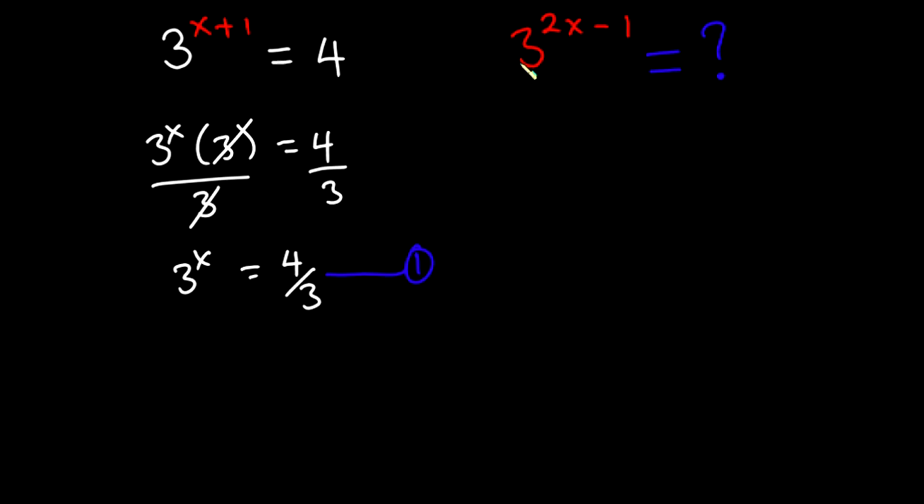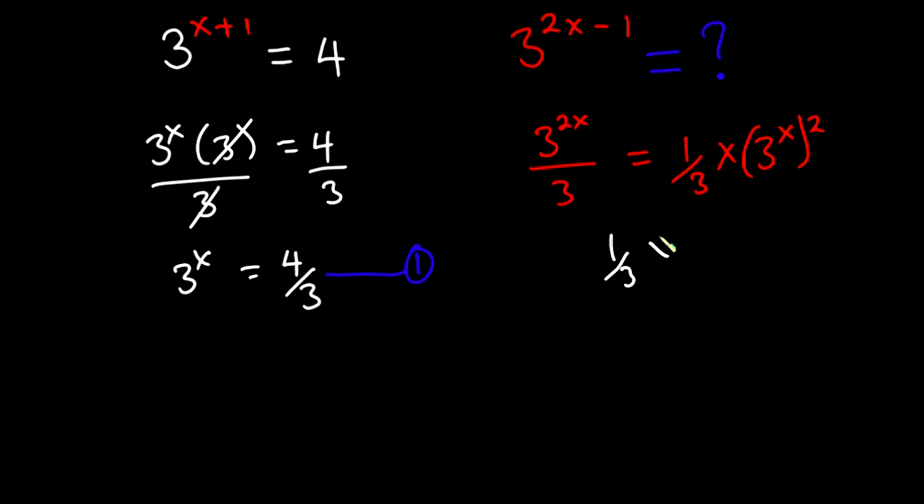Now let's pay attention to the expression over here. This expression could also be written as 3 to the power 2x divided by 3. And it is also the same as 1 over 3 times 3 to the power x, all to the power 2. So in place of 3 to the power x, we can put equation 1, right? So we have 1 over 3 times 4 over 3 squared.